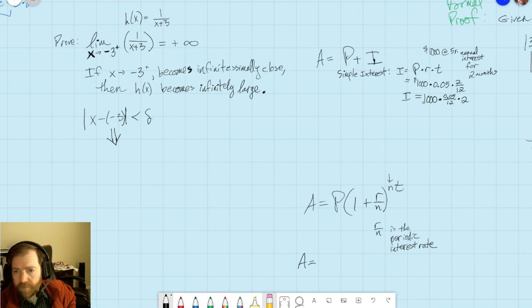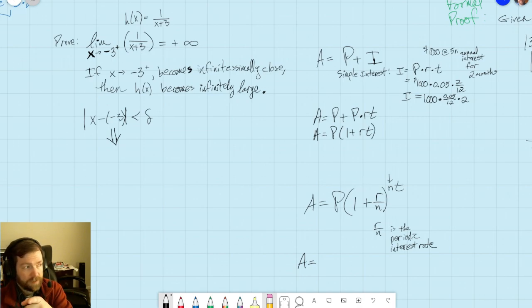All right, so this is I. Well, if A equals P plus PRT for simple interest, then we've got P's here, so we can factor that out. So this is going to be A equals P times (1 plus RT). Now again, this is what you're multiplying by in order to increase P by a certain percentage.